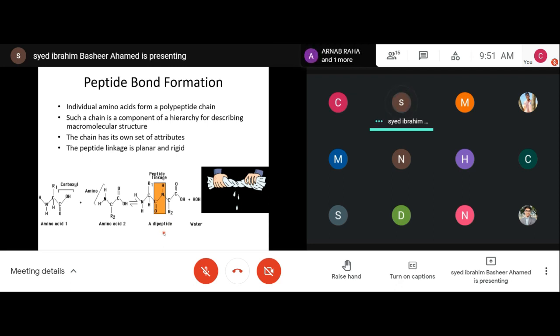This peptide bond is a planar and rigid structure, a very important feature in a polypeptide. We will see that in detail in the following slides.